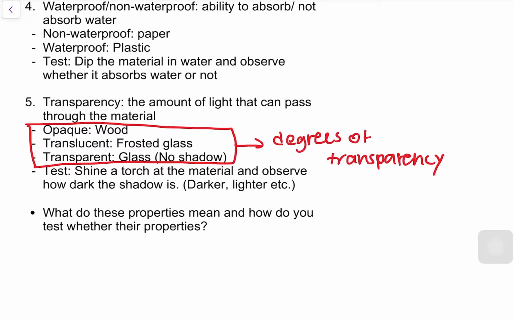Alright, so opaque refers to not allowing any light through. Translucent refers to letting some light through. Transparent refers to letting all light through. And the way we test the degree of transparency of a material is to actually take a torch and shine it on the material and observe the darkness of the shadow which is produced.